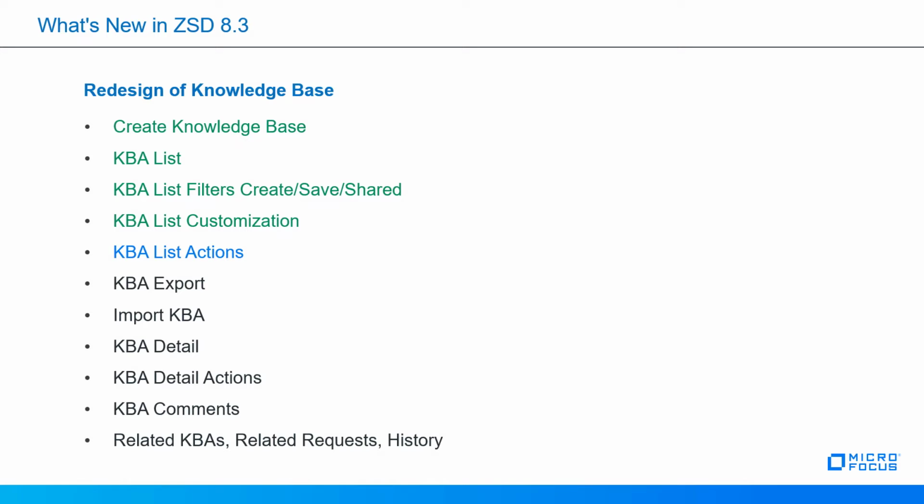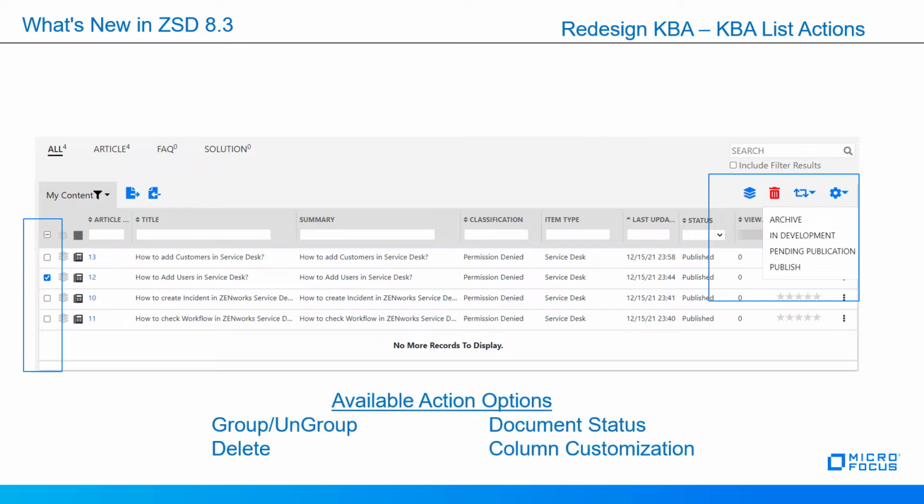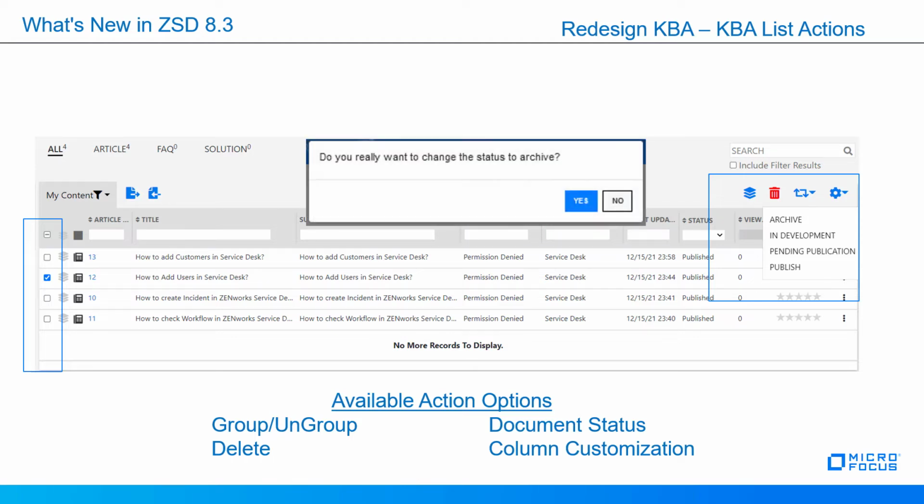Now the actions for the Kba list. Depending on your selection in the Kba list, those actions will be available, like being able to group, ungroup, delete, and change document status, like archive, in development, pending publication, and publish. You will be prompted for confirmation of these actions as well. In this example, confirming the change of article status.